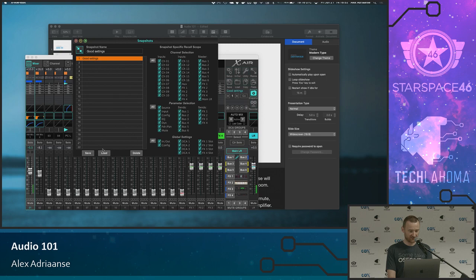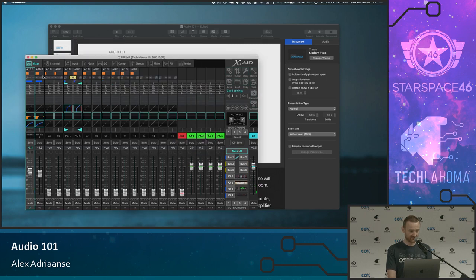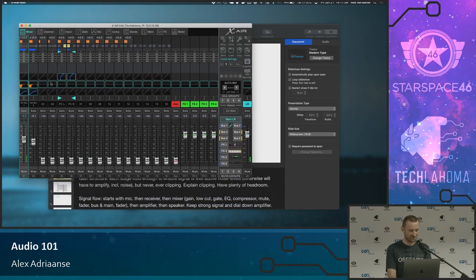Let me save my settings here real quick before I mess it all up. So this right here is the mixer that we're using here at Techlahoma. I'm connected to it via our wireless network, and so I can control it remotely from my laptop, which is really nice. So all right, I'm going to turn down the volume, so you're not going to be able to hear me for a second.